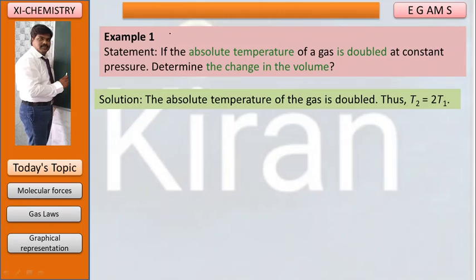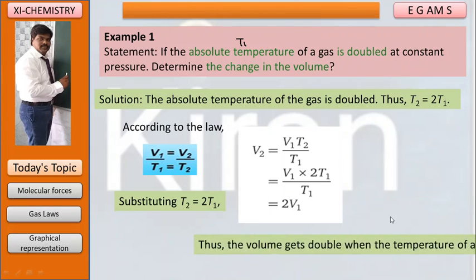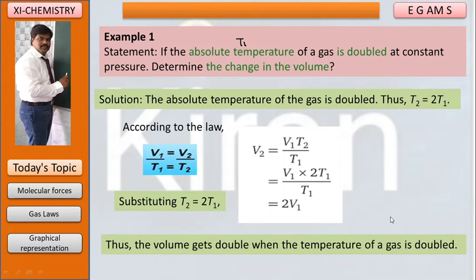That is the question. If the absolute temperature of a gas is doubled at constant pressure, determine the change in the volume. So simply according to the law, V1 by T1 is equal to V2 by T2. Then V2 is equal to V1 T2 by T1. So the volume becomes double. While substituting T2 is equal to 2 T1, the value gets doubled when the temperature of the gas is doubled. Just substitute 2 T1 instead of T2.